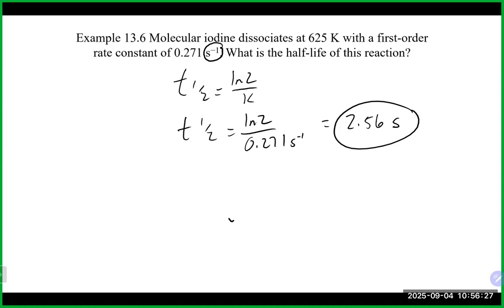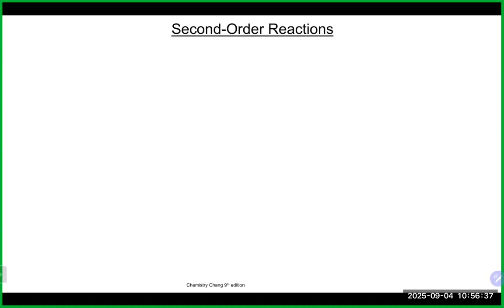All right, so that's first order. As I mentioned before, the other two common orders of reactions are second order and zero order. So let's take a look at second order reactions and what we've got going on with that. For a second order reaction, you could get there one of two ways.